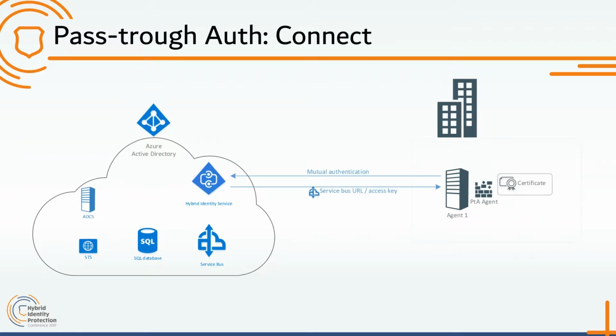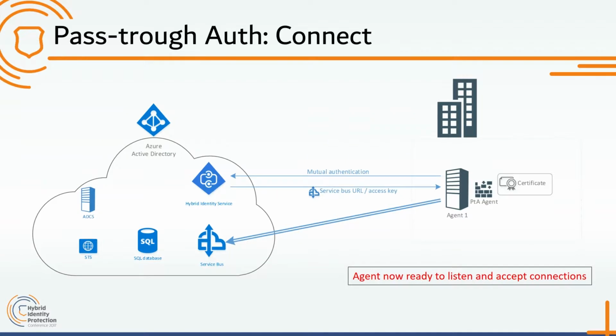Right? So as soon as it's done that, the agent will create an outbound connection over 443 to the service bus, and that connection is kept alive. And this is the bootstrapping. So the agent is now ready to listen and accept connections. Right? So the first one is obviously terminated afterwards, but this tunnel remains for as long as the agent is up and running.